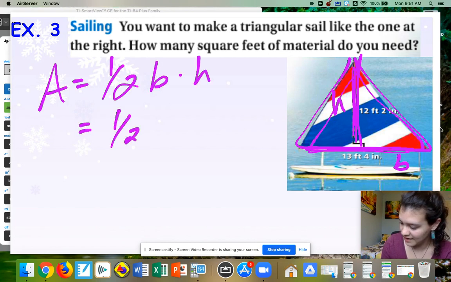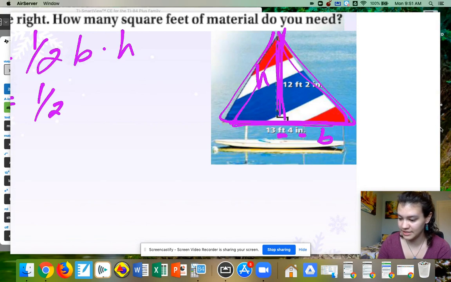So you want 1/2 times 13 feet and 4 inches. Here, because this is feet and this is inches, we're going to have to convert this into something else first. So I'm going to move this over so you can see it. But if we do here, we want to find our base.